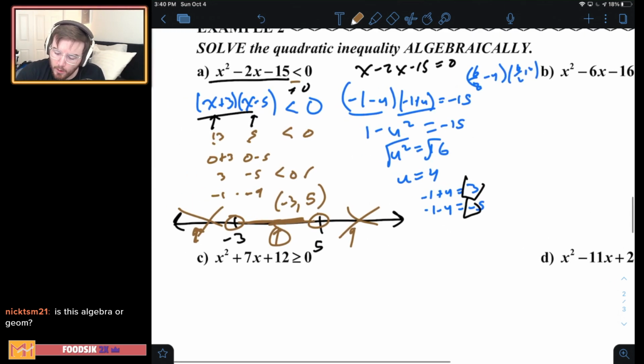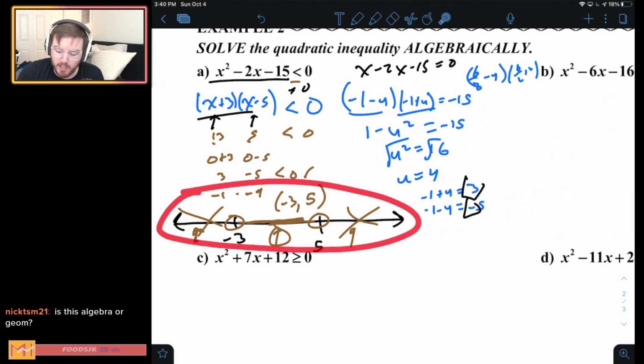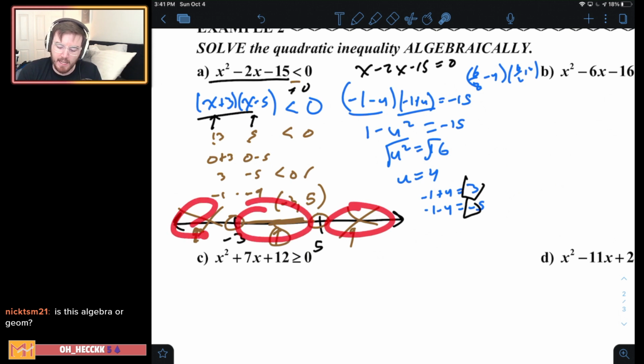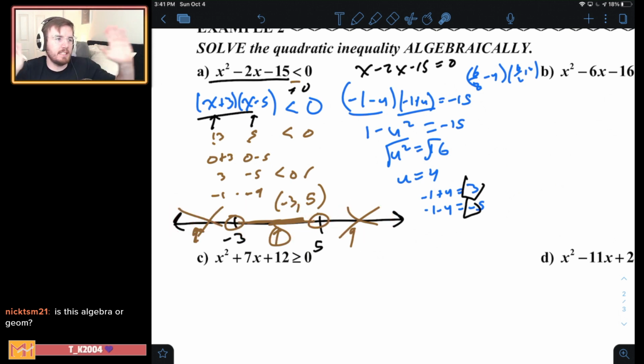But we're practically imagining a graph with this number line, right? This is my right side of the graph. This is the middle part of the graph, and this is the left side of the graph. And I'm testing it to go, oh, is it above? Is it below?